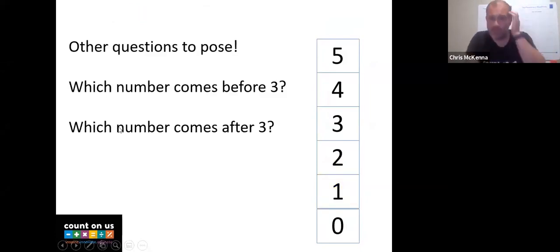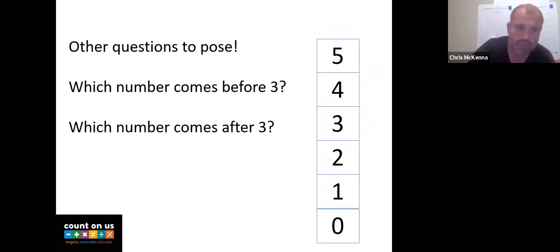Other questions we might ask are, which number comes before 3? Which number comes after 3? So different terminology, but we're looking to develop the same kind of skills.